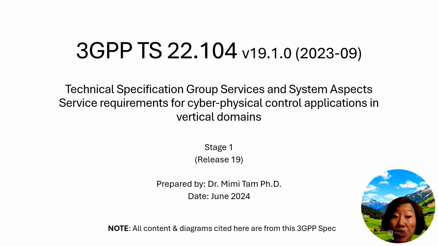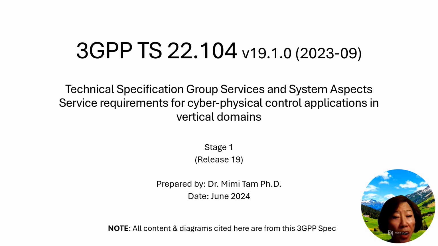It aims to address the evolving needs of vertical industries with a particular focus on ultra-reliable low latency communication, URLLC for short, massive machine type communication, mMTC, and enhanced mobile broadband, eMBB in short, in industrial settings.